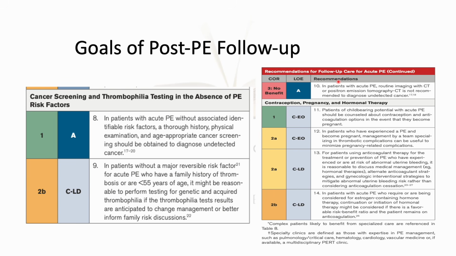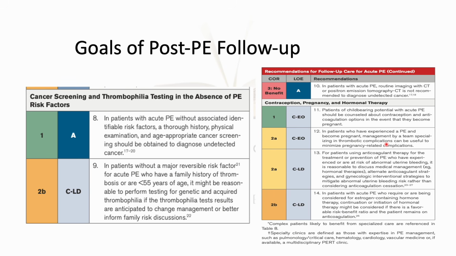Since we know that pregnancy, hormonal therapy, and contraception are important risk factors, especially in females, it's important to understand this level 1 recommendation, which says that patients of childbearing potential with acute PE have to be counseled about contraception and anticoagulation options in the event that they become pregnant. Another grade 2 recommendation is that if your patient has experienced PE and becomes pregnant, the team again has to look at the thrombotic complications because you want to minimize complications in the pregnancy.